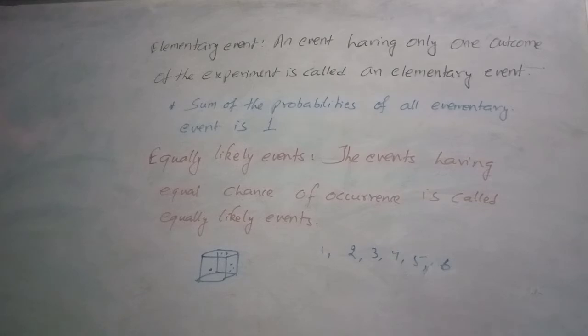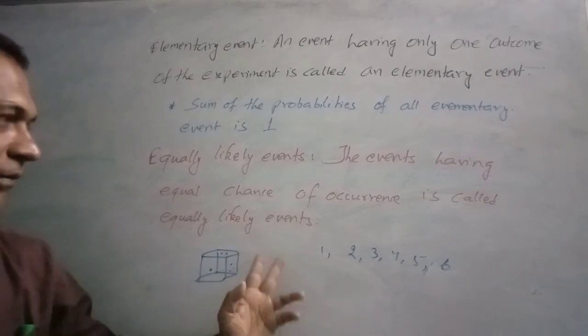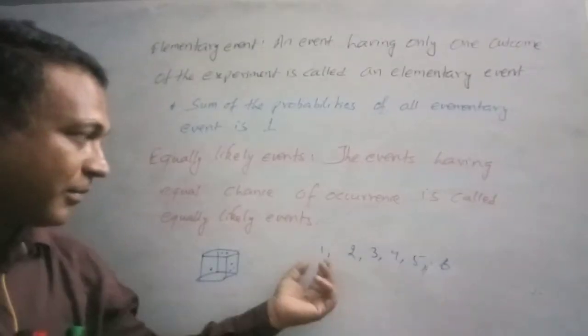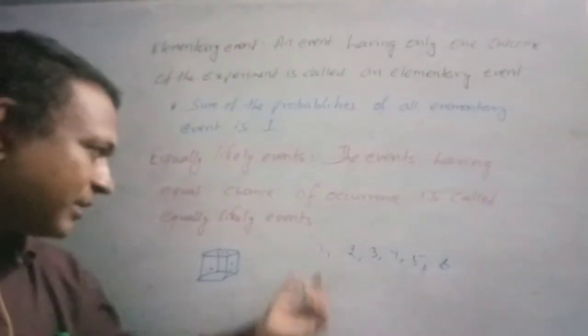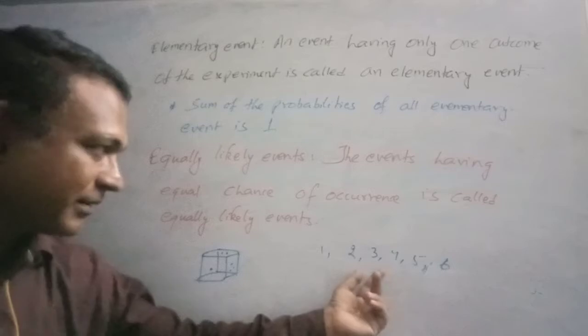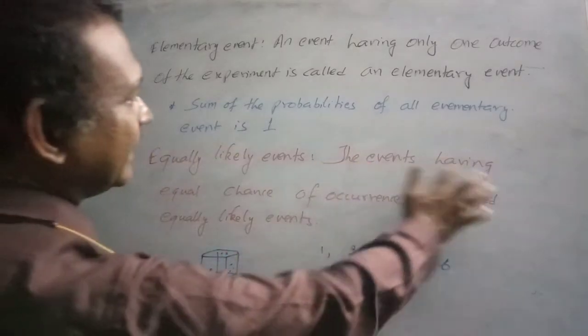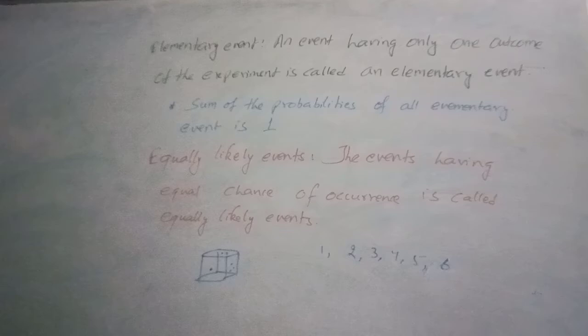So say the probability of getting 1. What is the number of outcomes here? 6 outcomes are there. Probability of getting 1 is 1 by 6. Probability of getting 2 is 1 by 6. Probability of getting 3 is 1 by 6. Events having the same chance of occurrence are called equally likely events.